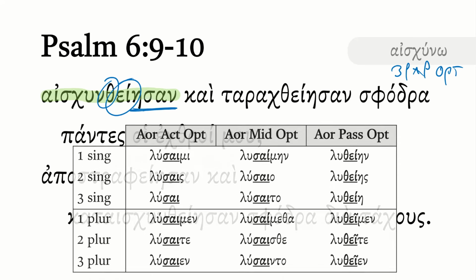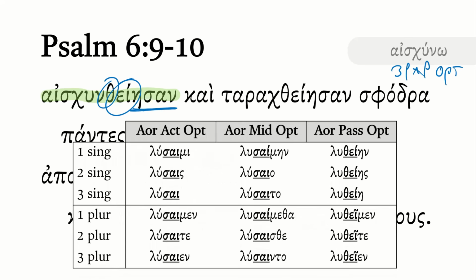So let's take a look at the paradigm. I won't be able to go through everything in detail, but what I put on the screen here is the aorist active optative, the aorist middle optative, and the aorist passive optative. And the optative expresses a desired outcome. If you remember, mood expresses the relationship of the verb to reality, and so the indicative states what has happened or is going to happen.